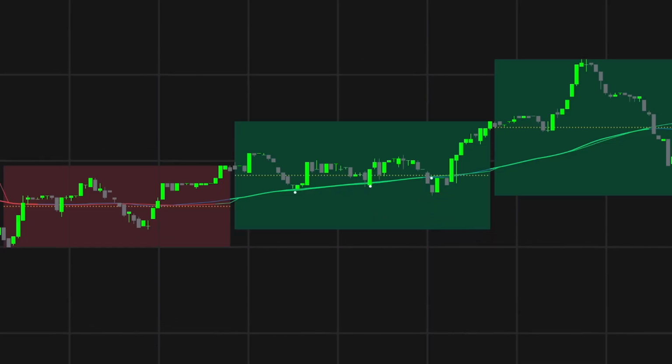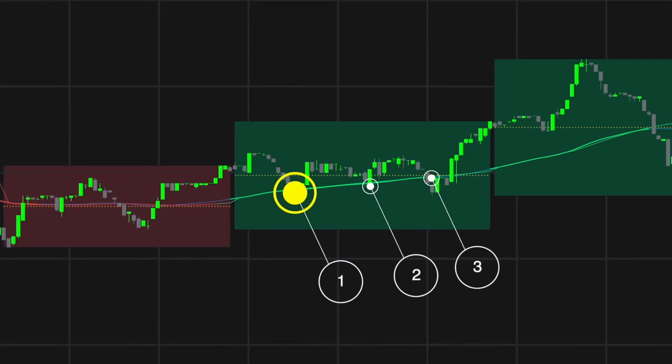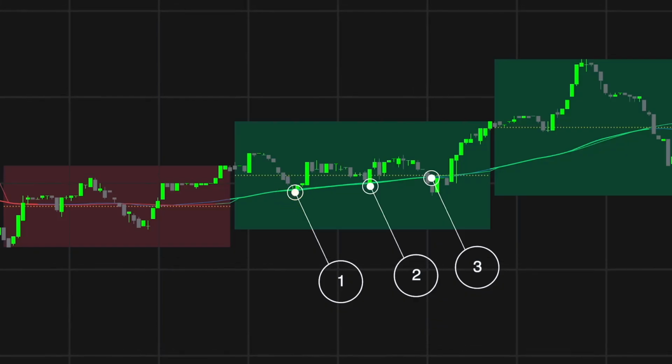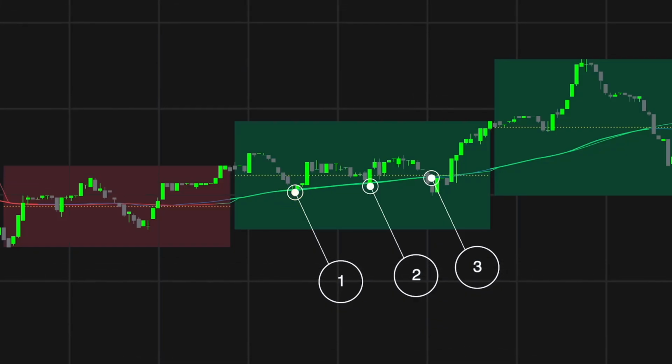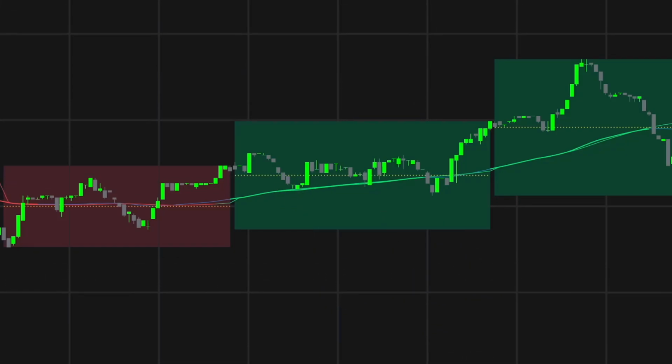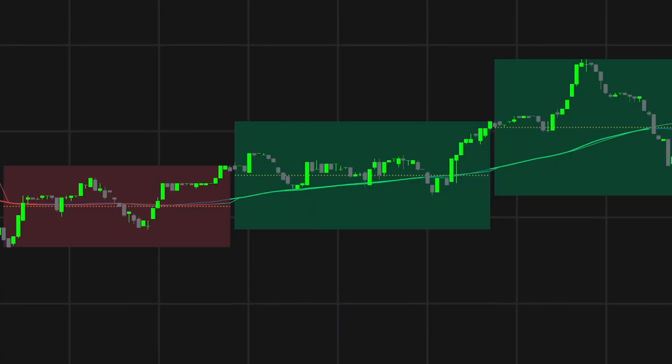However, the signal is only valid on the first pullback. It is recommended to wait for the next trend if the conditions are not met on the first price retracement to the MAs. I'll demonstrate plenty of trade examples in a minute.